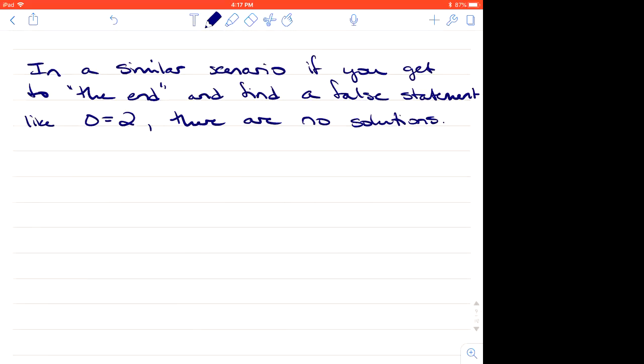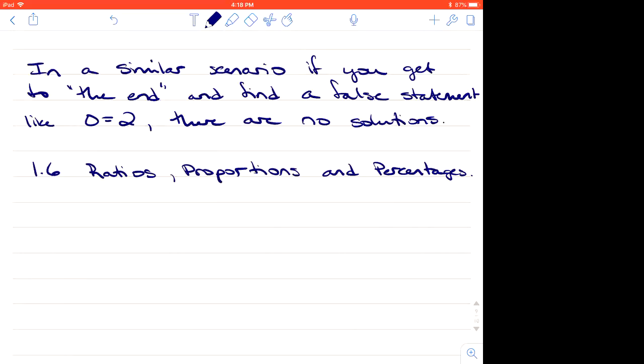Okay, so section 1.6 is on ratios, proportions, and percentages. A lot of the time in business we have percentages that we have to deal with: taxes, when you're out shopping or at a restaurant, tipping, that kind of stuff.